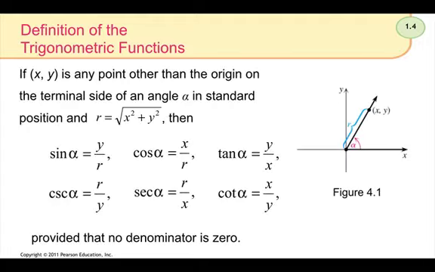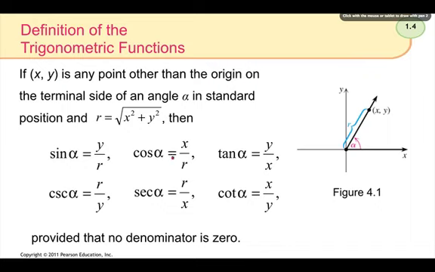Follow along. It says if xy is any point other than the origin on the terminal side of an angle alpha in standard position, and r is equal to the square root of x squared plus y squared, then this is how we're going to be defining sine of alpha: the y value over the r, and here's where the r comes from, which is basically the radius if you look at this picture.